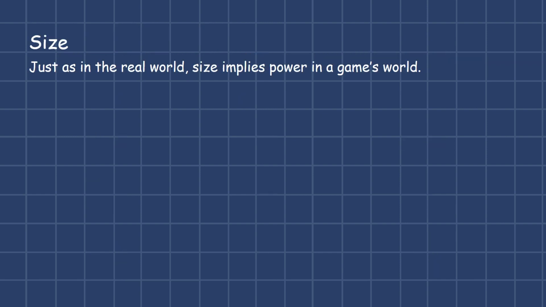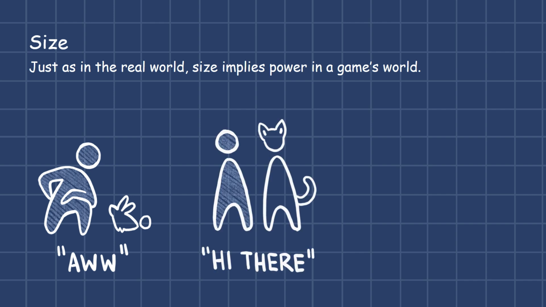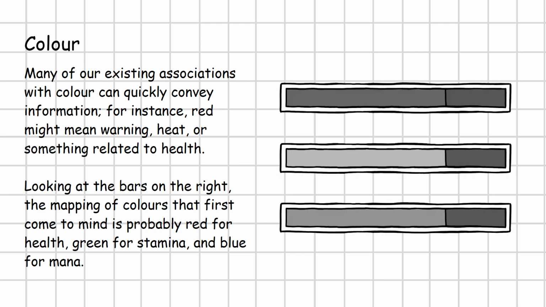Size implies power in a game's world. The giant tower in the distance is probably significant, and the boss you're fighting right now is probably a much bigger character. Many of our existing associations with color can quickly convey information. For instance, red might mean morning, heat, or something related to health. Looking at the bars on the right, the mapping of colors that first come to mind is probably red for health, green for stamina, and blue for mana.